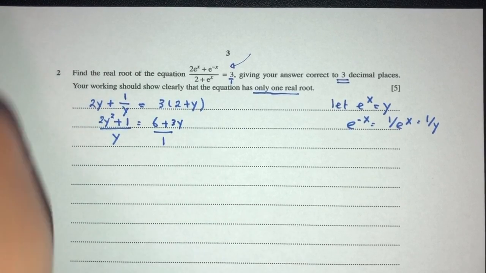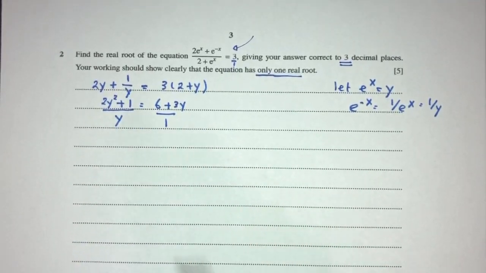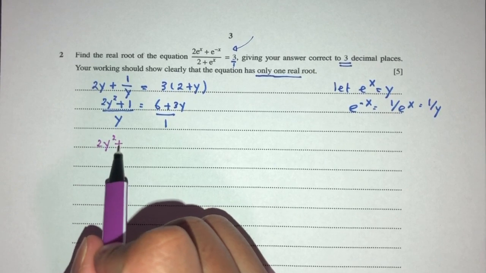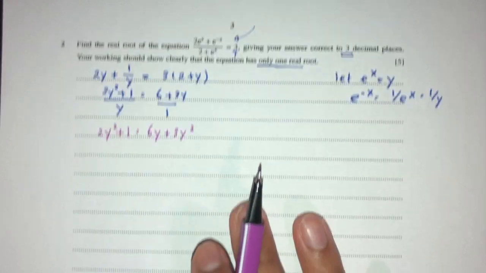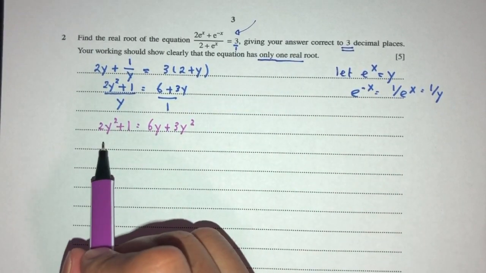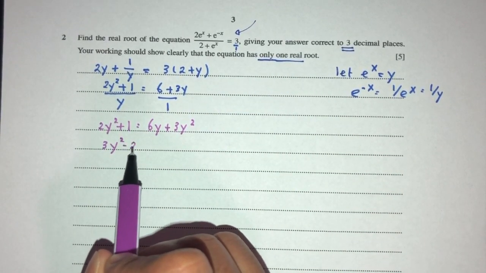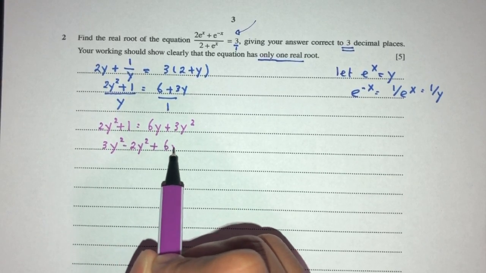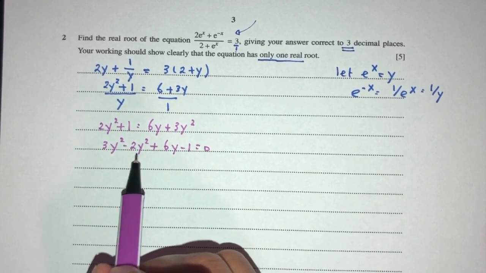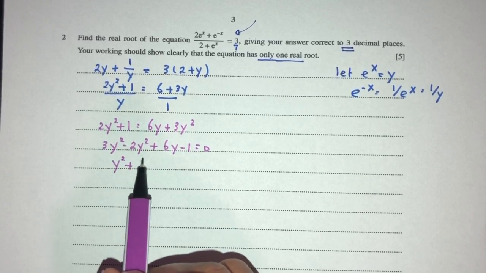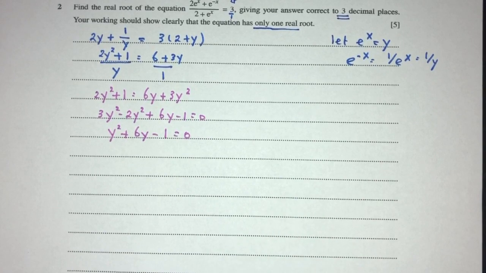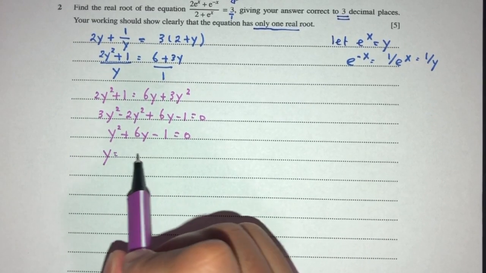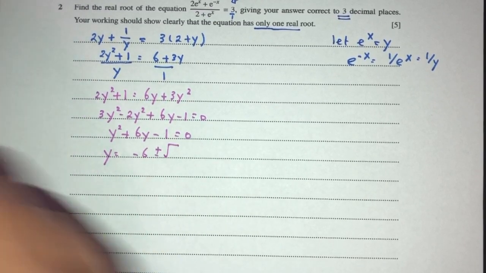Now we can cross multiply and see what happens. So you will have the value of what? That will be 2y squared plus 1 equal to 6y plus 3y squared. Now send everything to one side. You will have 3y squared minus 2y squared plus 6y minus 1 is 0. Rearrange or simplify, that should become y squared plus 6y minus 1 is 0. Now let's try to solve this using the formula. That should become y is equal to the value of minus b plus or minus root of b squared minus 4ac.